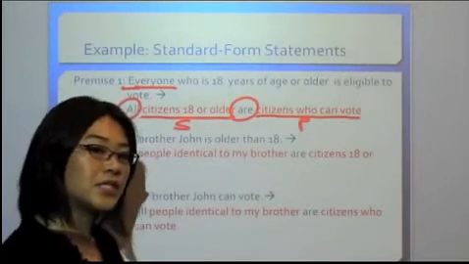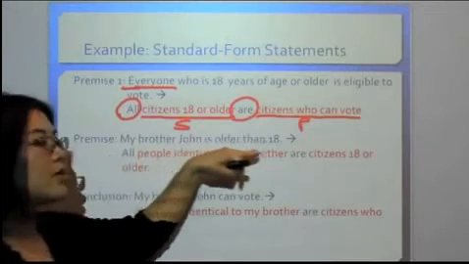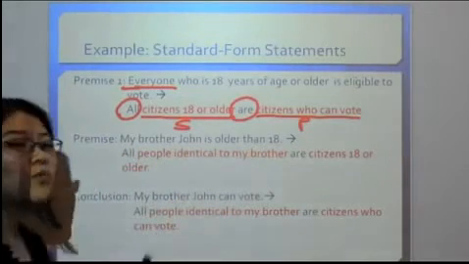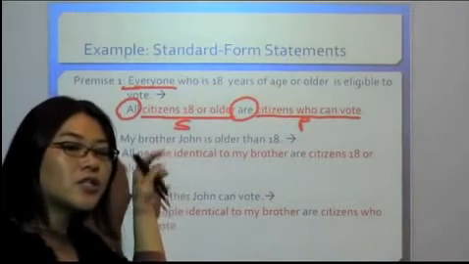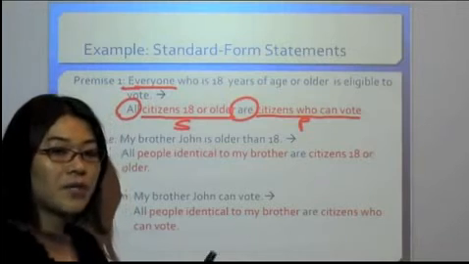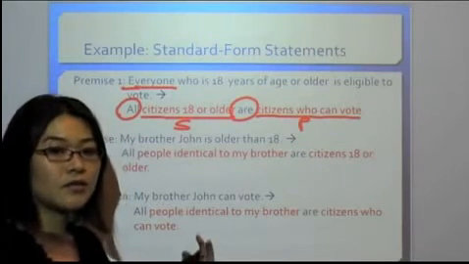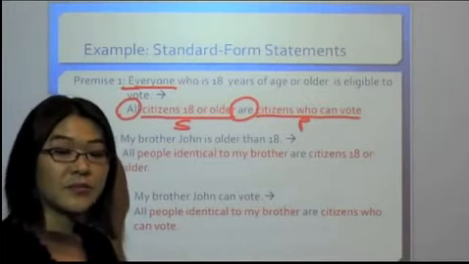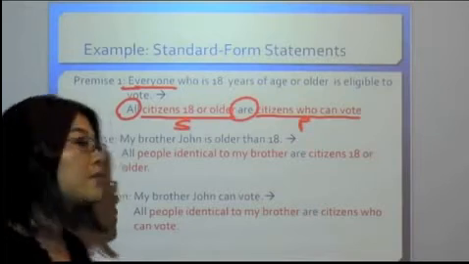I'm talking about statements here, okay? And then we have, my brother John is older than 18. Now, remember, we're talking about a particular person, okay? So when we talk about a particular person, we want to use parameters like all people identical to when we're talking about people, all places identical to when we're talking about a specific place, all times identical to when we're talking about a specific time, okay?